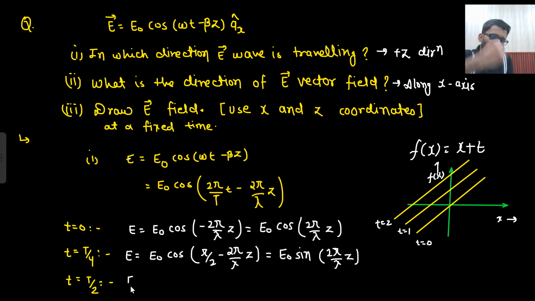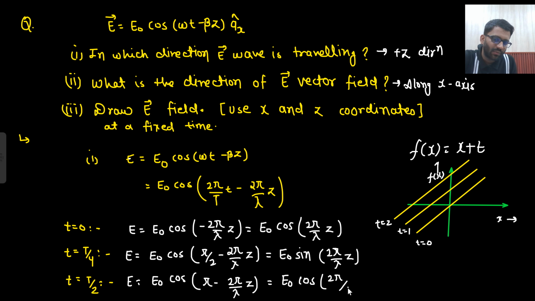And at T/2, what are you going to get? E naught cos(π − 2π/λ · z). Cos(π − θ), what is that? That is cos θ only, but in the second quadrant cos is negative, right? Cos(π − θ), second quadrant. In cos, are you positive or negative? Negative. All Students, so negative. So this we have seen in the basic lecture only. So these are the three waveforms I need to draw.